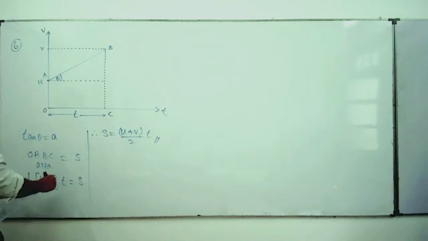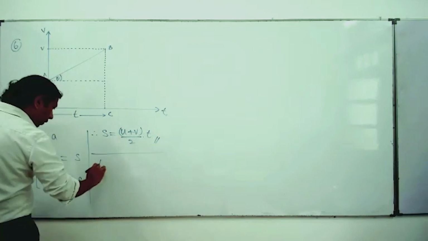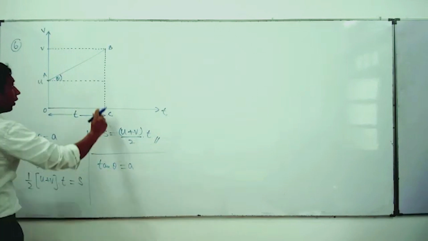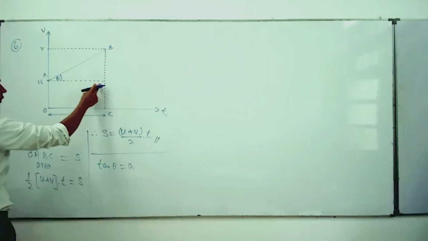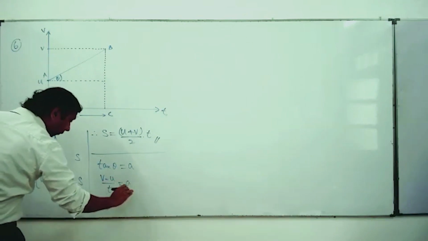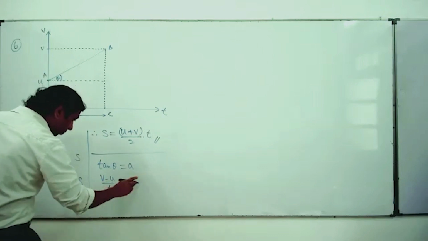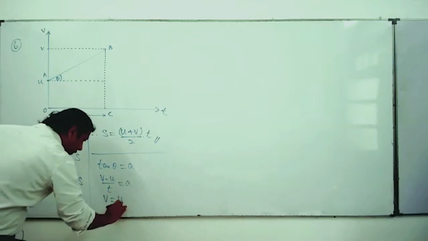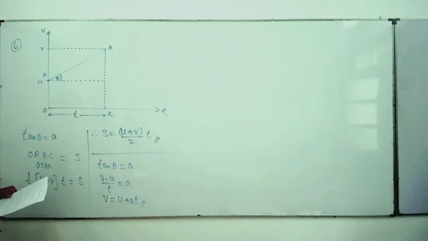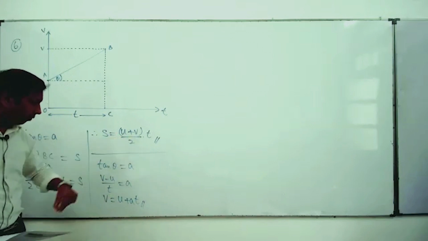Then the other one: tan theta gives the acceleration. Tan theta is the acceleration a. But tan theta we can write as opposite side v minus u, adjacent side t. So v minus u by t equals a. Okay. Then use cross multiplication and bring this to the right hand side: v equals u plus at. That is the second one. Third one, we can put this v value here and simplify it.